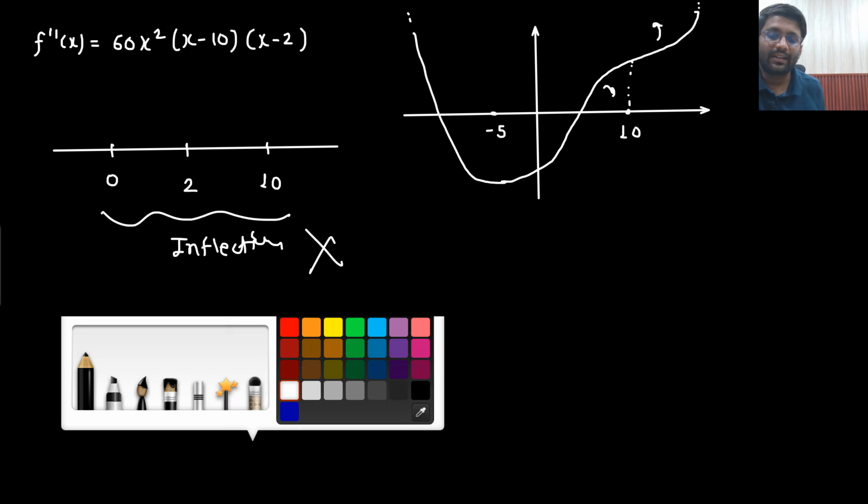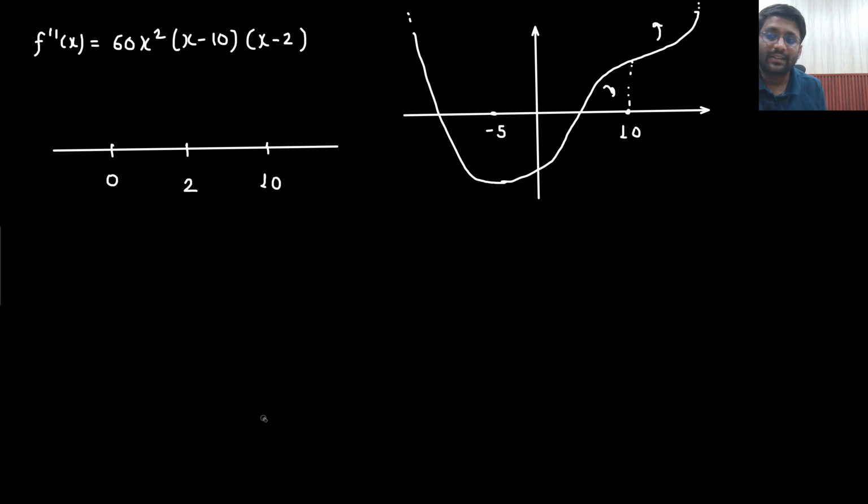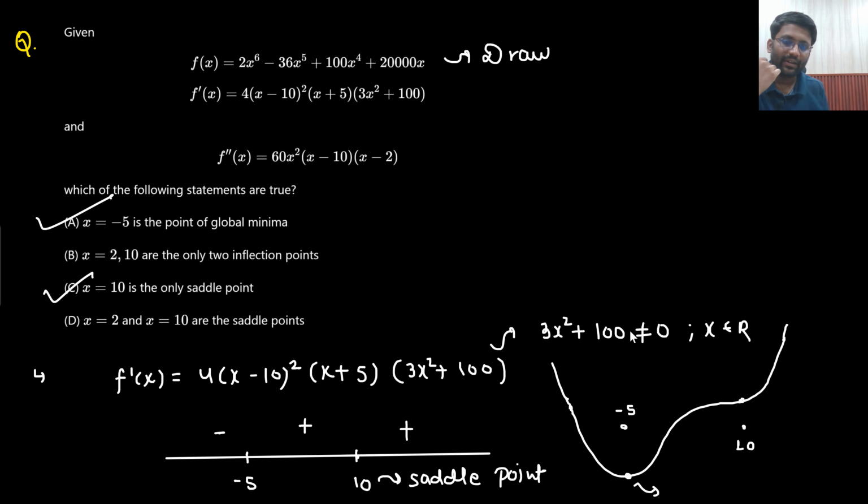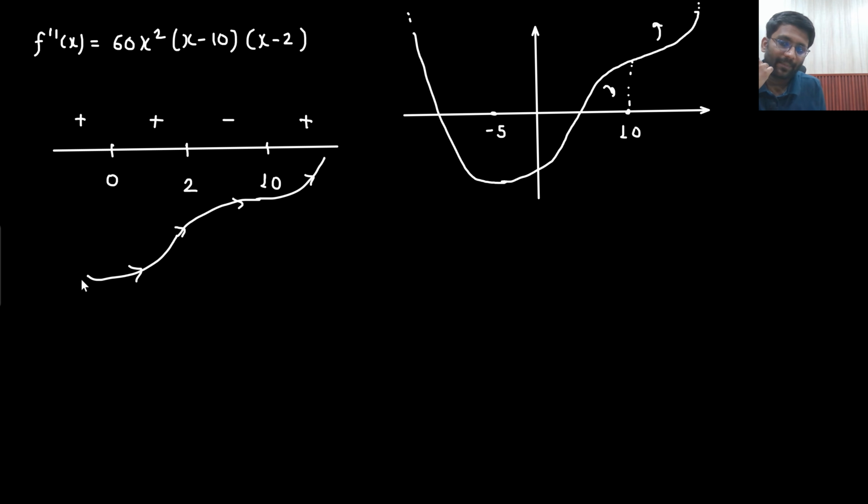Sign should change, then only the concavity will change. So, are we changing the sign at x equals 10? For x greater than 0, f double dash x will be positive. Yes, sir. Here negative, here positive, and here, since even power is there, again positive. If your f double dash x is positive, what does that mean? The nature will be concave upward. Then the nature will become concave downward, and then concave upward. Although the graph is always increasing, concavity is changing.